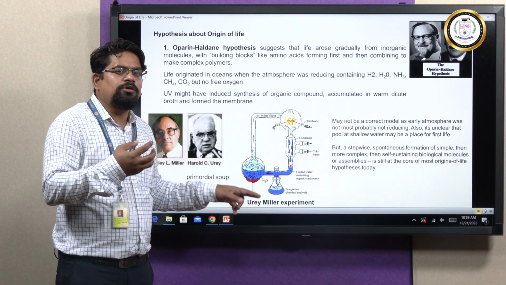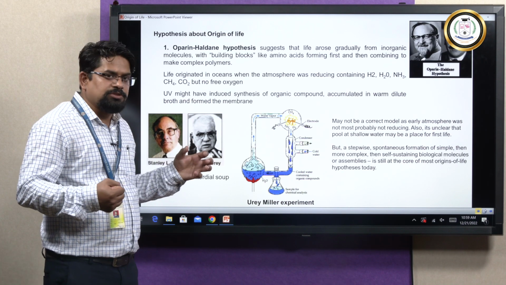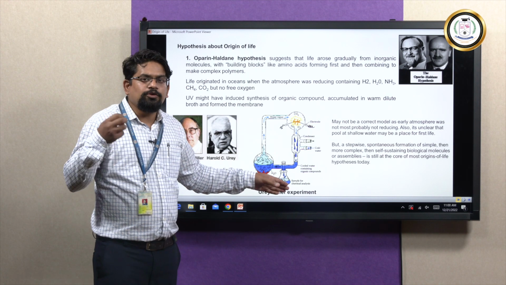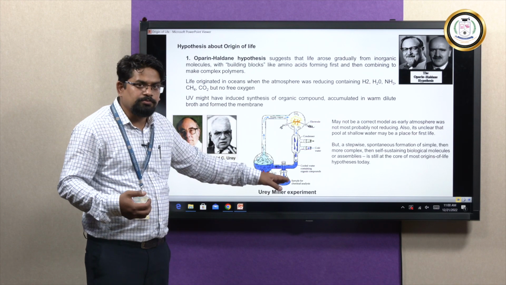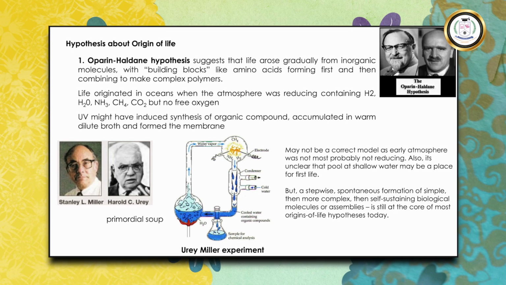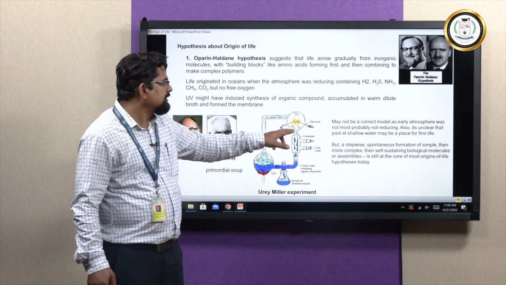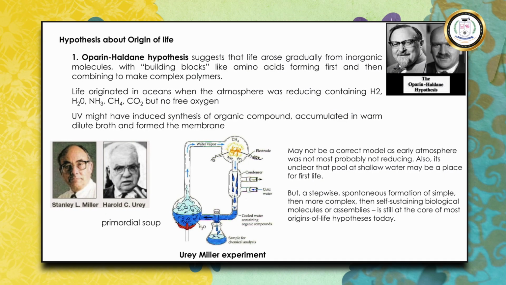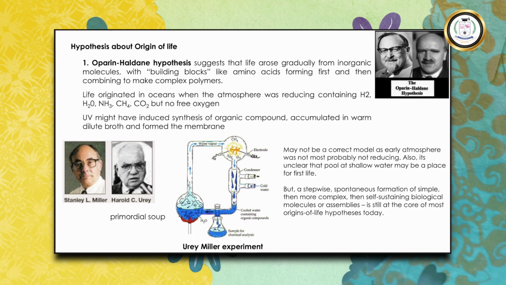At that time, if I am not wrong, the experiment was done somewhere in the 1950s, and the sample was stored. A few years back, close to 10 to 15 years back, the sample was again tested, and it was indeed found that many of the amino acids are present in the primordial soup. However, many critics say this model may not be very accurate because the early atmosphere was probably not reducing, and it is unclear that a pool of shallow water may be the place for the first life. However, the gist or the central part of the hypothesis is still the origin of life hypothesis today.